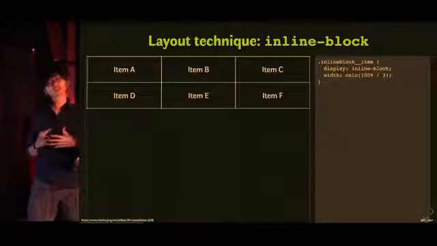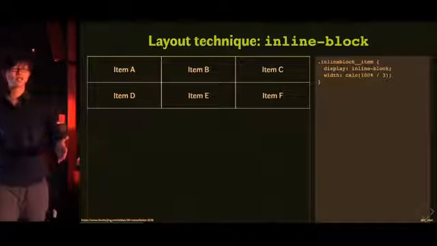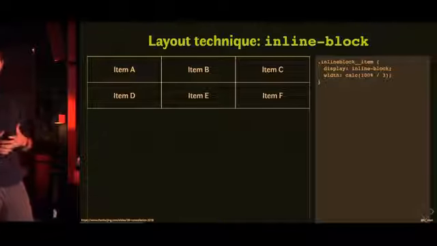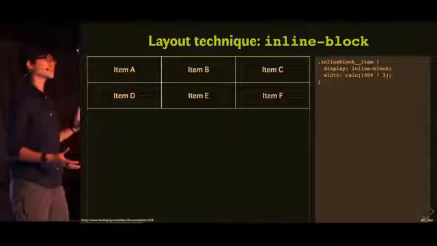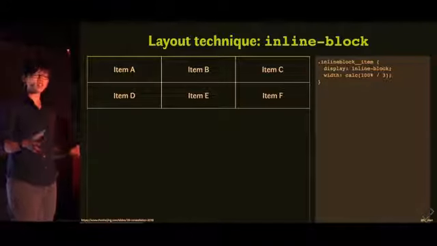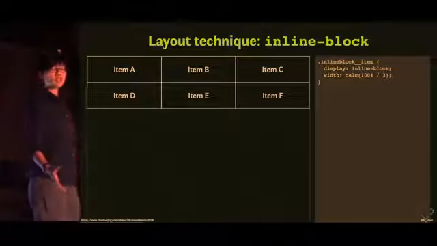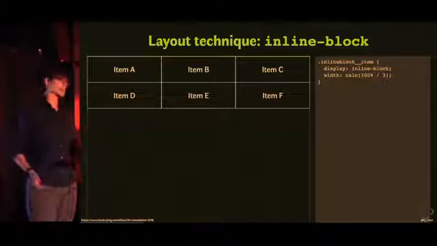So we can illustrate this with some examples. Say I have 6 items, as you can see, and I want to lay them out in a very boring 3-column grid. What I would do is define a width on each of the elements. In this case, I'm using inline block, and I have to make sure that each of my items is 1/3 of the container.